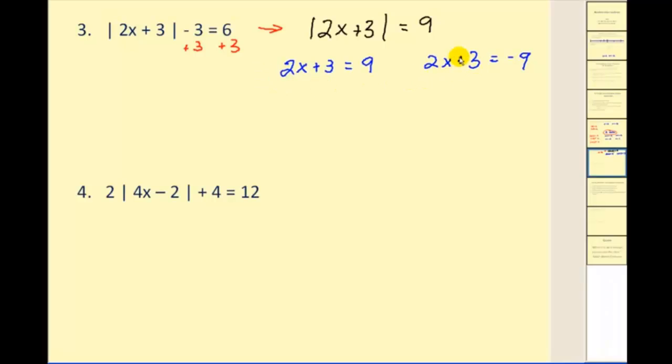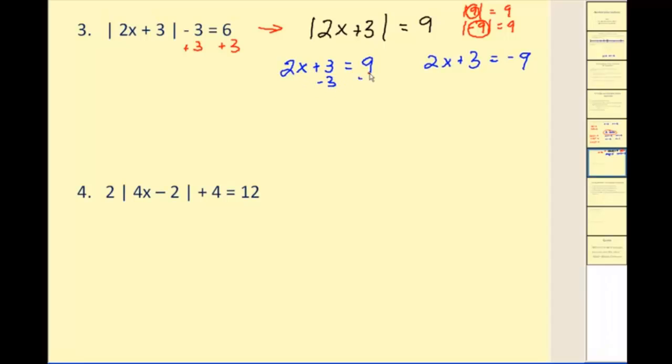And hopefully this makes sense as to why we're setting these two equations up. It comes from the fact that the absolute value of 9 is equal to 9, and so is the absolute value of negative 9. So this 9 is really this 9 here, and this negative 9 is really this negative 9 here. Let's go ahead and solve this.